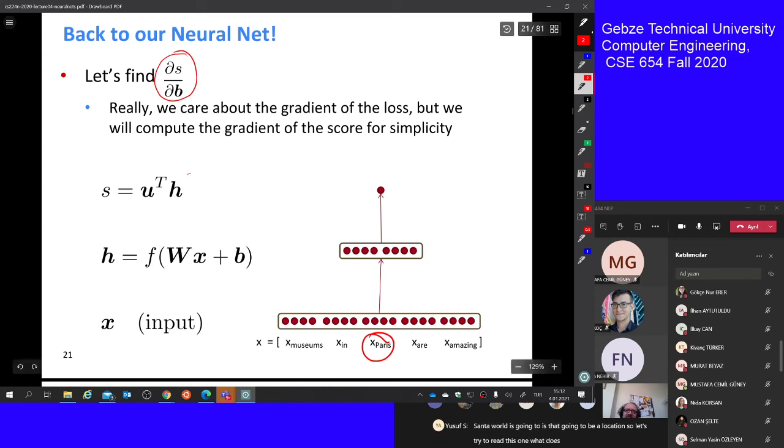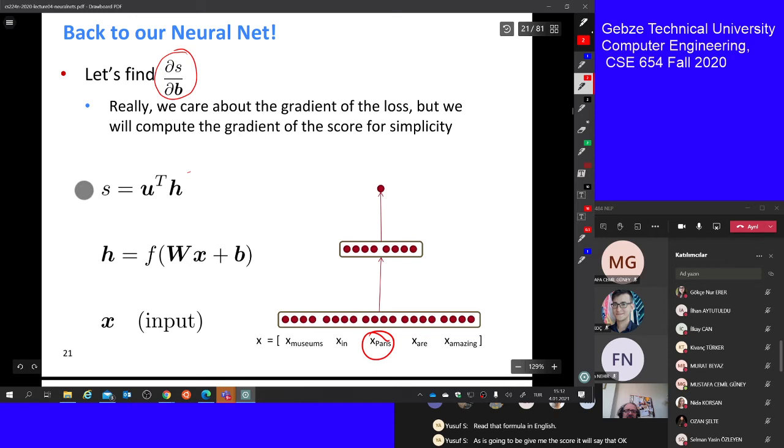What does this mean? Derivative of S with respect to B. What does that mean? Read that formula in English. S is going to give me the score. It will say that, okay, if this number is high, then I think that x Paris is going to be a location. If this number is low, then it's not a location, it's something else. I already interpreted this formula, but how about this one?